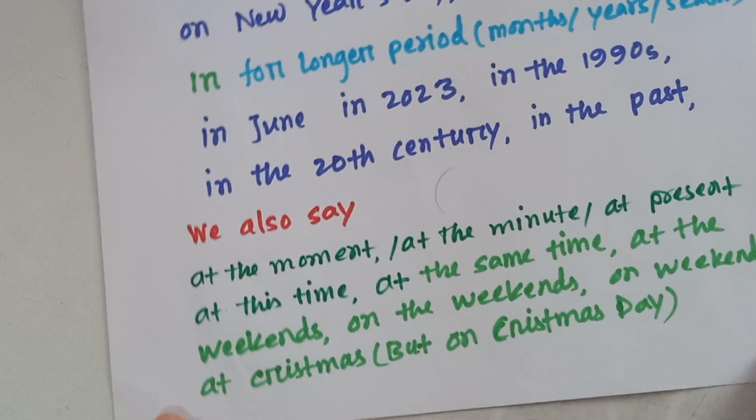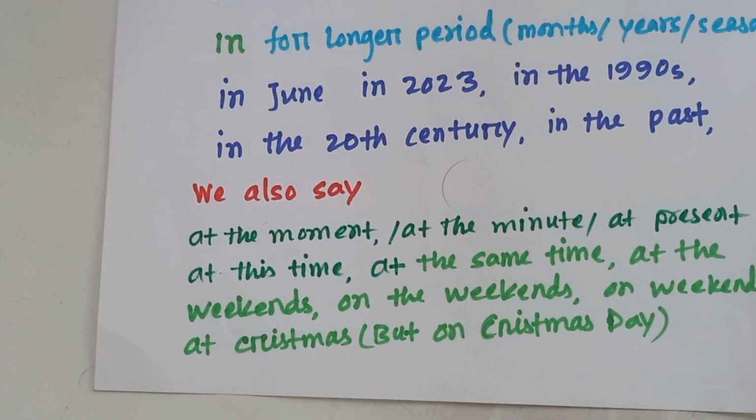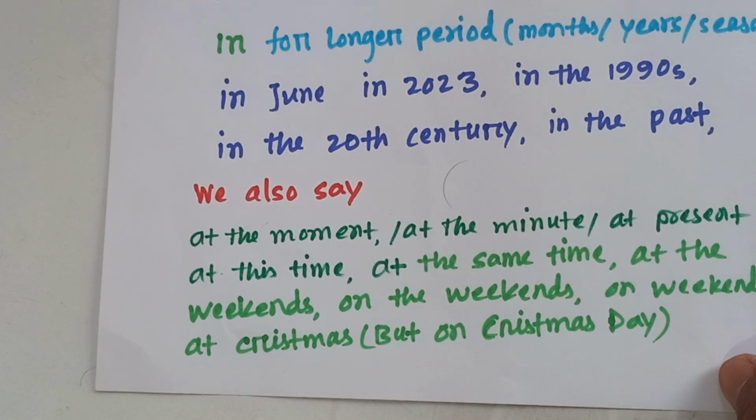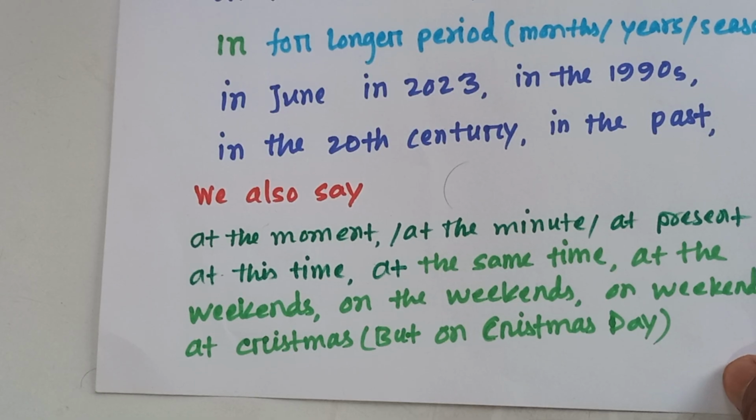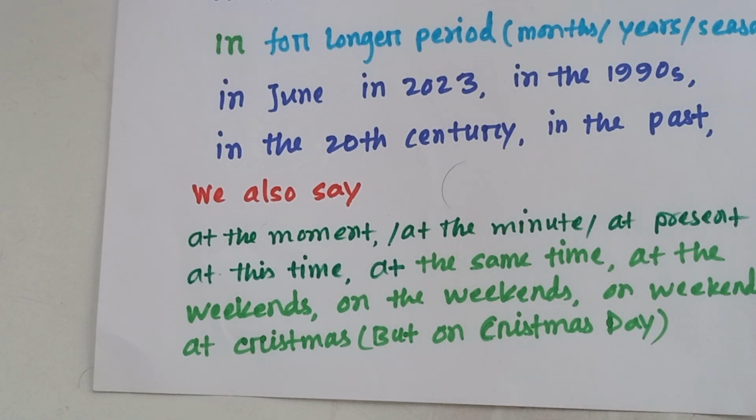We also use some special expressions, for example, at the moment, at the minute, at present, at the time, at the same time, at the weekend, on weekends, at Christmas, but on Christmas Day. If we use only Christmas, you can use at Christmas. But if you use Christmas Day, Eid Day, Eid ul-Adha Day, you can use on Christmas Day or on Eid ul-Fitr Day or Eid ul-Adha Day. If you use the word day, you can use on. But if you only use the festival name, then you can use at.